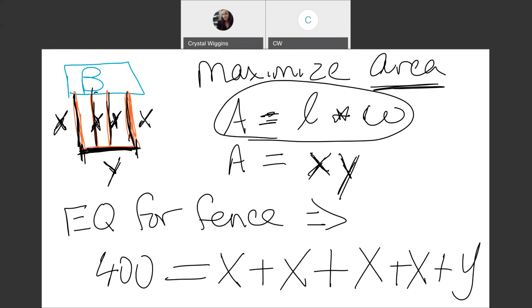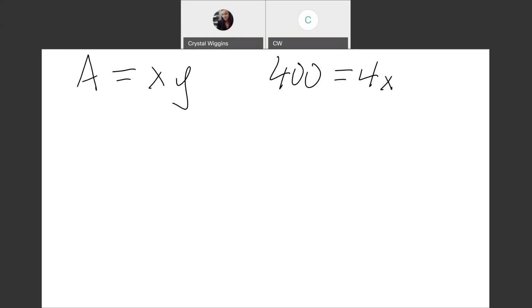Hopefully you guys agree. So that means that I have these two formulas so far. I have that area is equal to X times Y, and I have 400 is equal to, now there are four of those X's, so I'm going to write 4X plus 1Y makes up 400. Now, when we have two equations and two unknown variables, ignoring the area, because we don't know the area, we're going to find that last, then we should do a substitution.